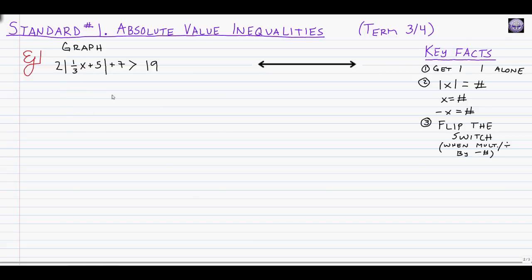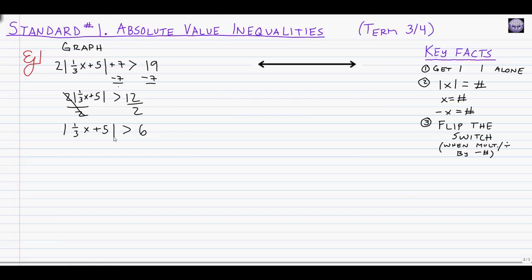So of course our first step is we need to get the absolute value alone. I can totally do that. So I'm going to subtract 7 from both sides. That's going to give me 2 absolute value of stuff is greater than 12, and then I'm going to divide by 2. I should put this in there. I'm just being lazy. That's okay. So when we do that, we'll get as our absolute value inequality, absolute value of 1/3 x plus 5 is greater than 12 divided by 2, which is 6.